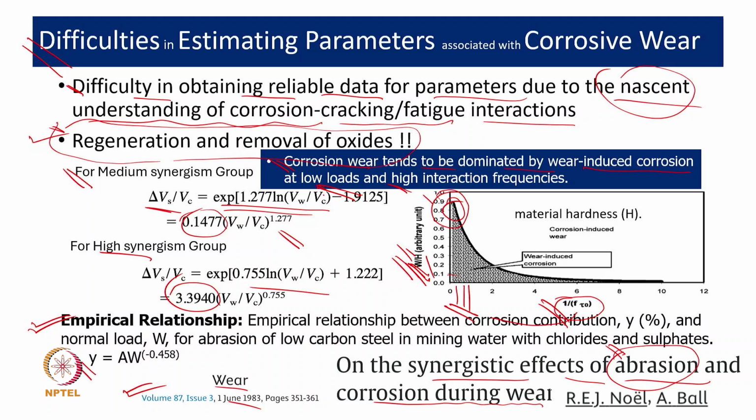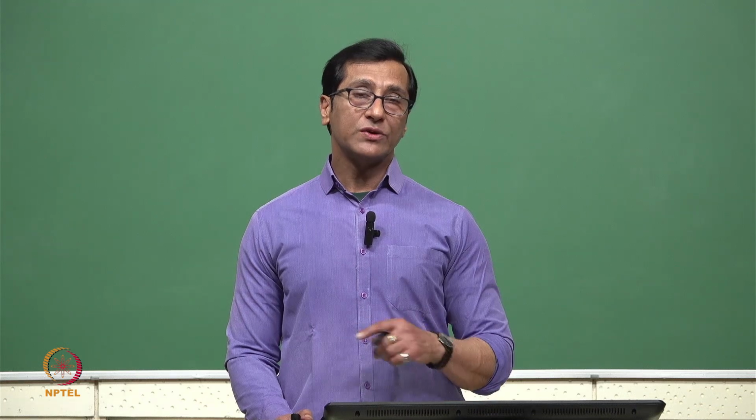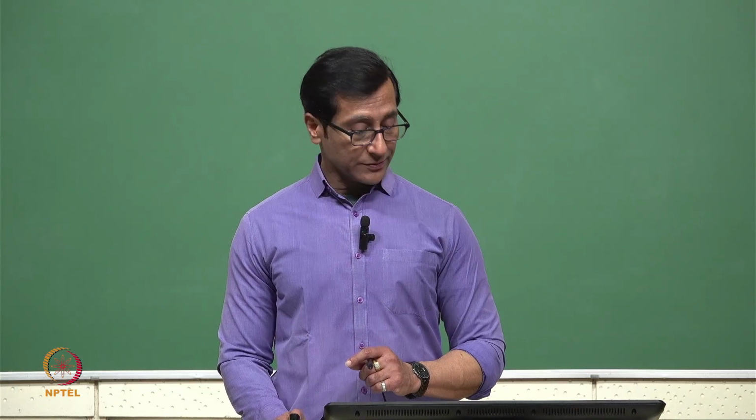You can see here they are saying that the wear rate or wear percentage will depend on the load. If the load increases, this wear percentage will come down. So that's why we say there is an empirical relation between corrosion contribution, that's Y, and the normal load W. You can see here very clearly this is a negative sign, minus 0.458. Now because of the negative, if W increases, Y will reduce. So this is very important for us to understand. In this case, wear will dominate, but corrosion will not dominate, or the corrosion contribution will not be significant.